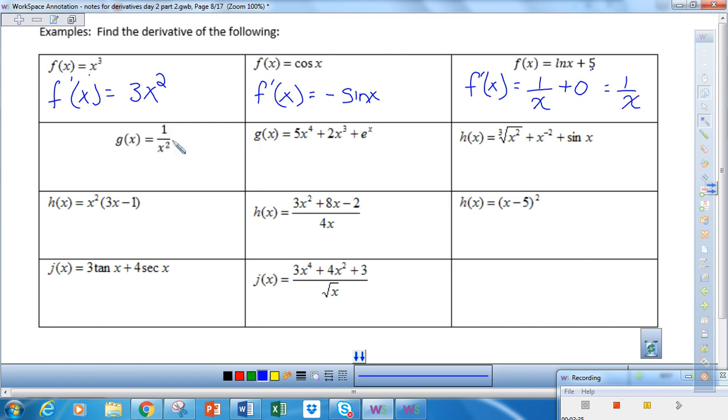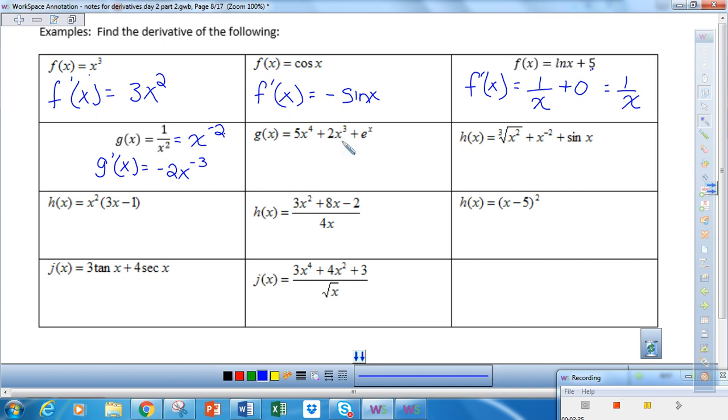For a problem like this, you have to rewrite it so that you can use the power rule. So we know that 1 over x squared can be written as x to the negative 2. So now once it's in this form, we can just use the power rule. So once again, the negative 2 will drop, and we subtract 1 from negative 2, which gives us negative 3. Be careful with that. A lot of students make the mistake of saying negative 1, but remember negative 2 minus 1 is negative 3. Okay?